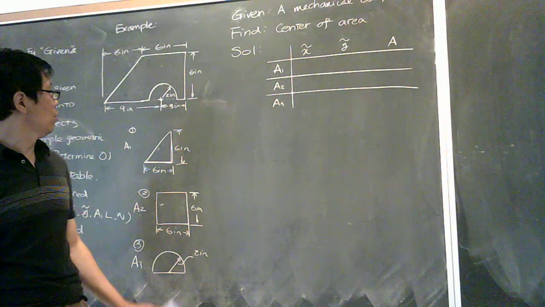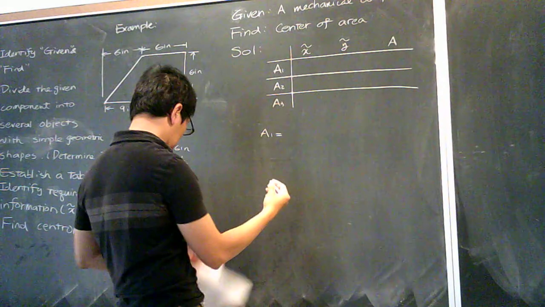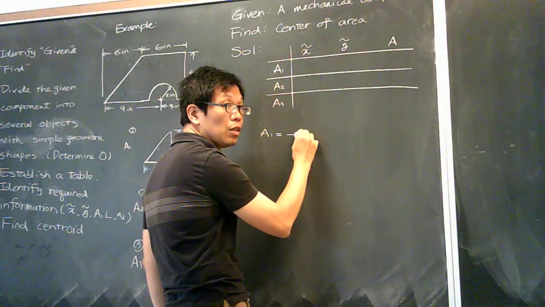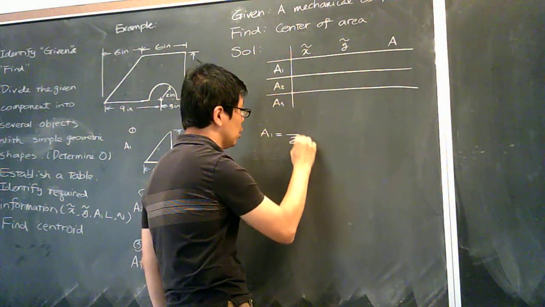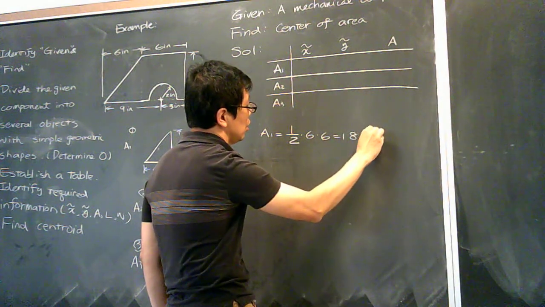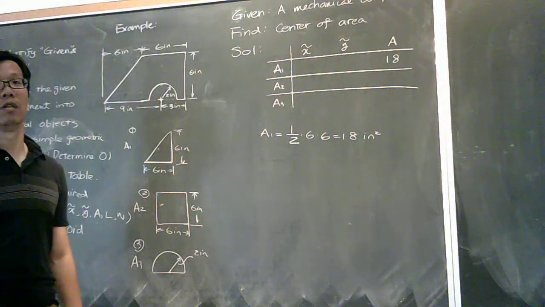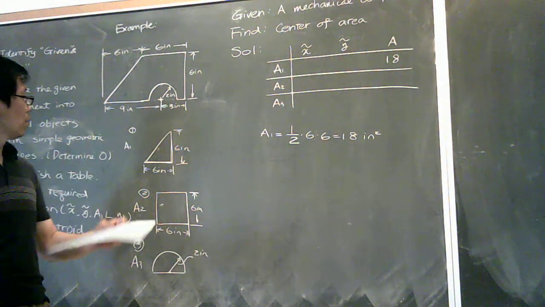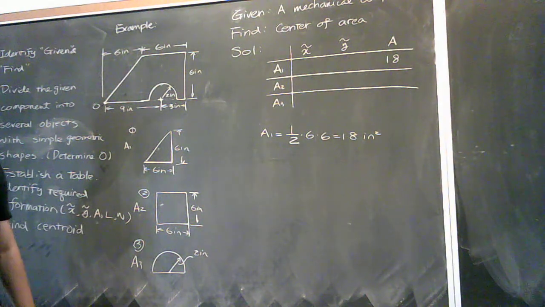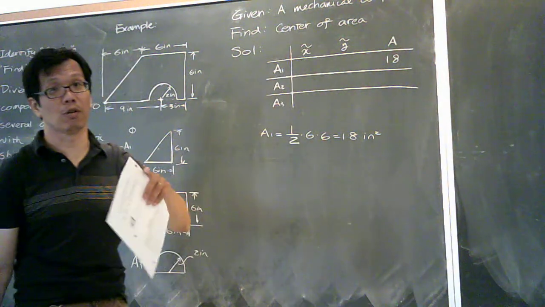So let's do A1. Area of A1 is straightforward, right? Everybody knows how to find the area of a triangle, right? It's 1/2 times base times height, so it's going to be 18 squared, so 32. I would like to use this one as my origin. So I will use this one as my 0, 0 and use that to determine my x tilde and y tilde for all the components.